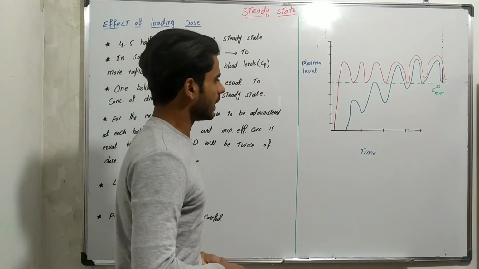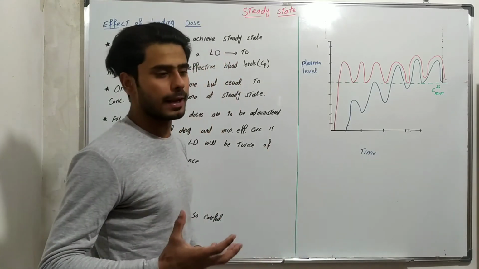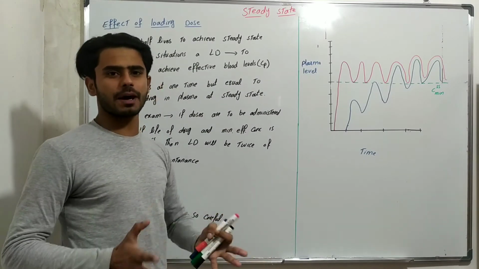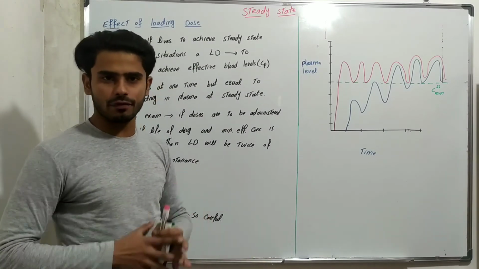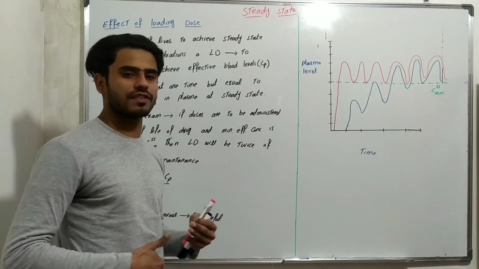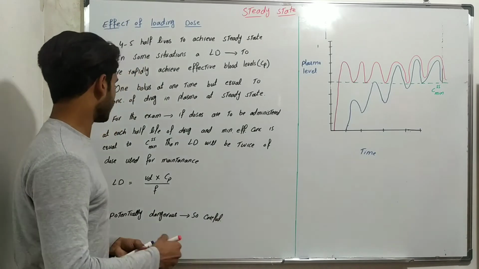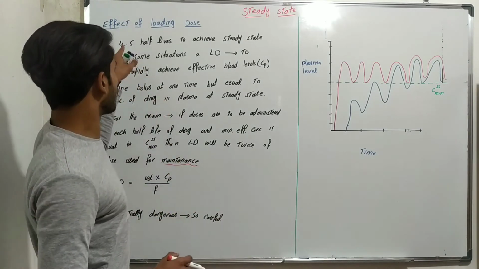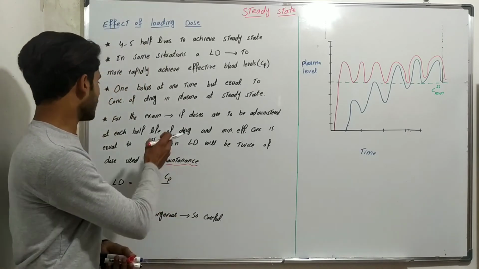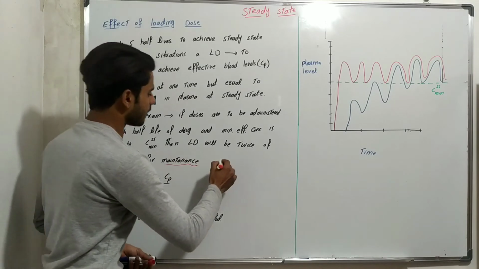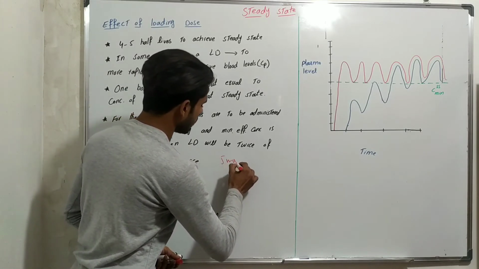So we were using some dose. We were taking 5 mg per 4 hours. So after 4 hours again 5 mg, again after 4 hours 5 mg. We are using this for the maintenance, and then we get the steady state after 4 to 5 half-lives.